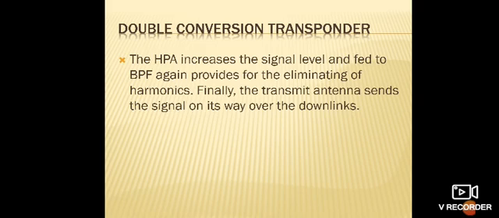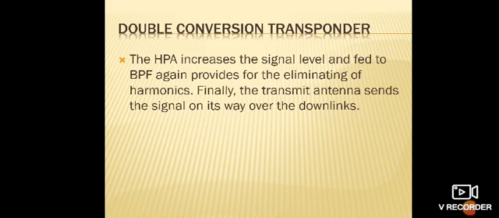So once again it eliminates the harmonics, and the signal is amplified at 4 gigahertz. Okay, so that is the use of the HPA and BPF. Finally, it sends the signals on their way over the downlink frequency towards the transmitting antenna. So like this, we have the double conversion transponder.